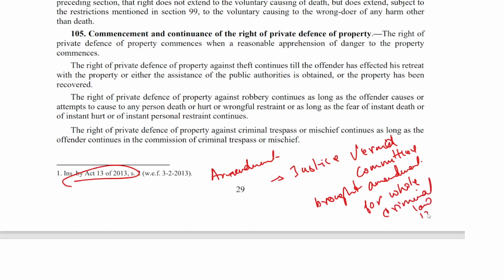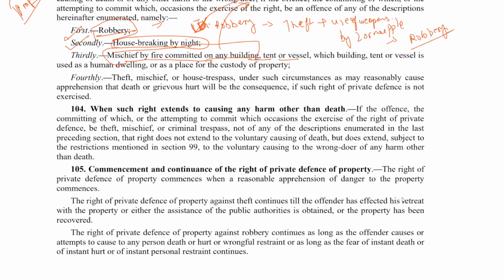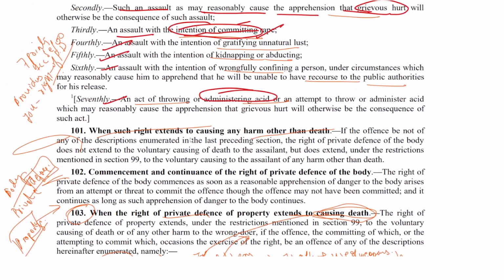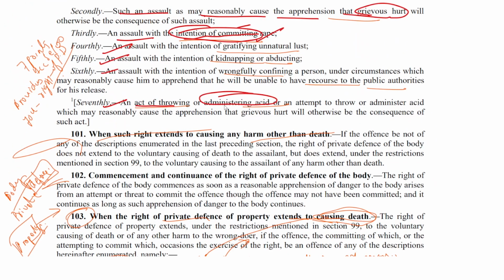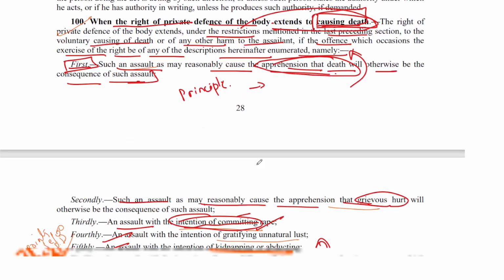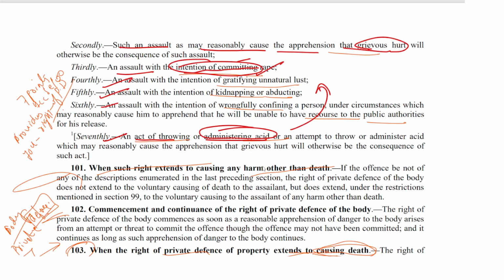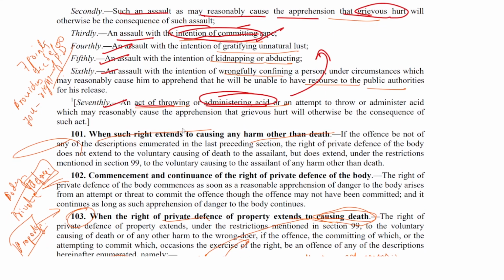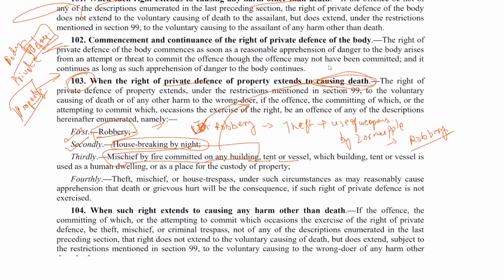Act 13 of 2013. So this particularly added that even if somebody has thrown or administered acid, then also we can use our right to private defense to kill that person, if we have apprehension that if this particular thing has not been done, it will adversely affect our stand. So if these acts are happening, the right to private defense can extend to causing death. And same goes for property also.